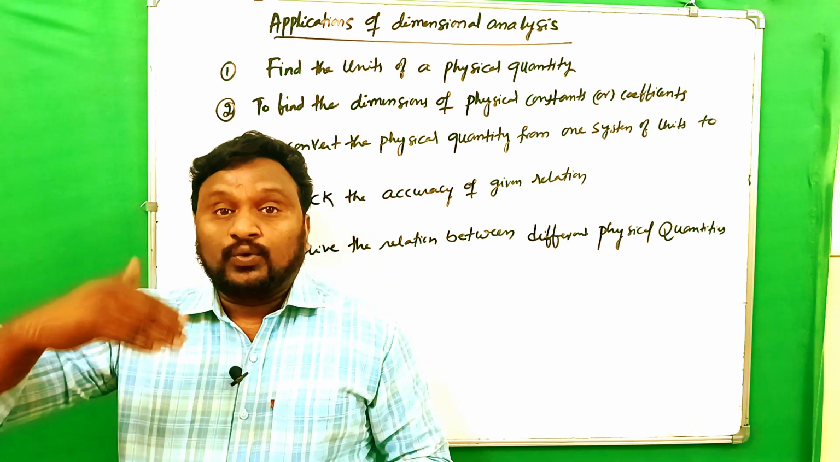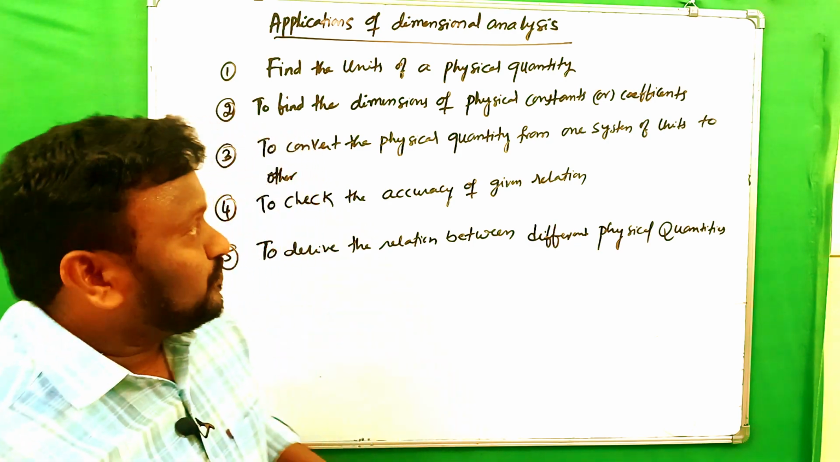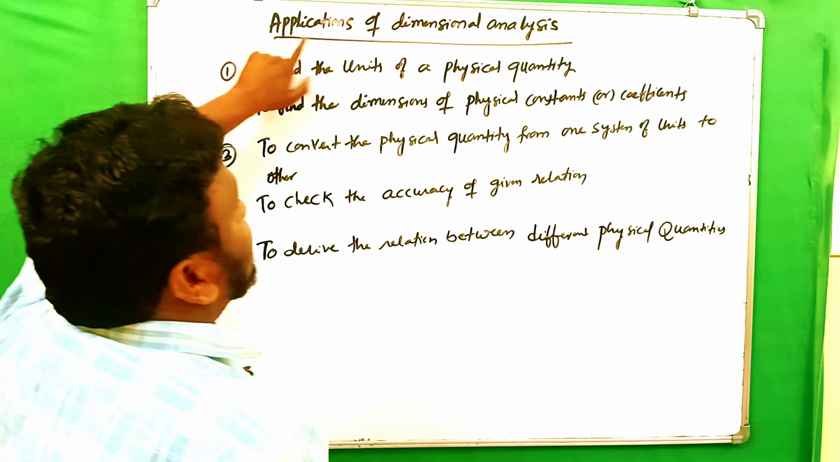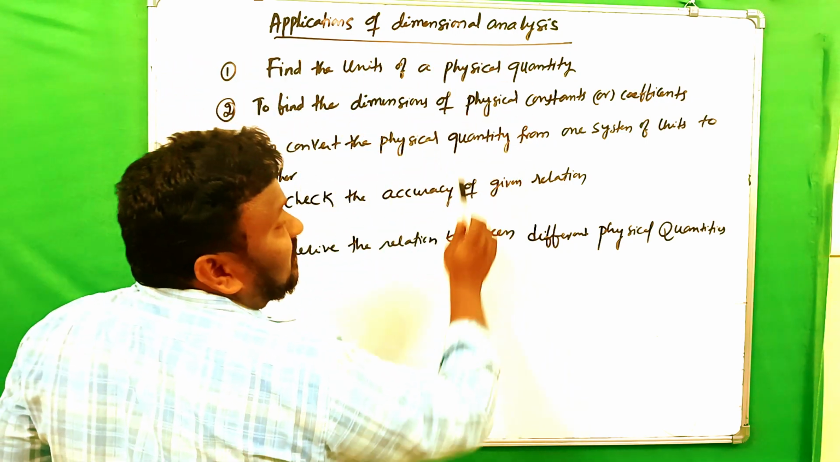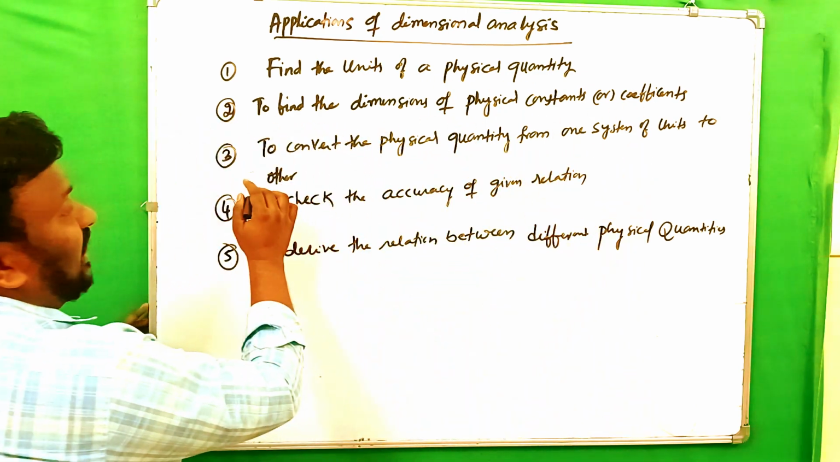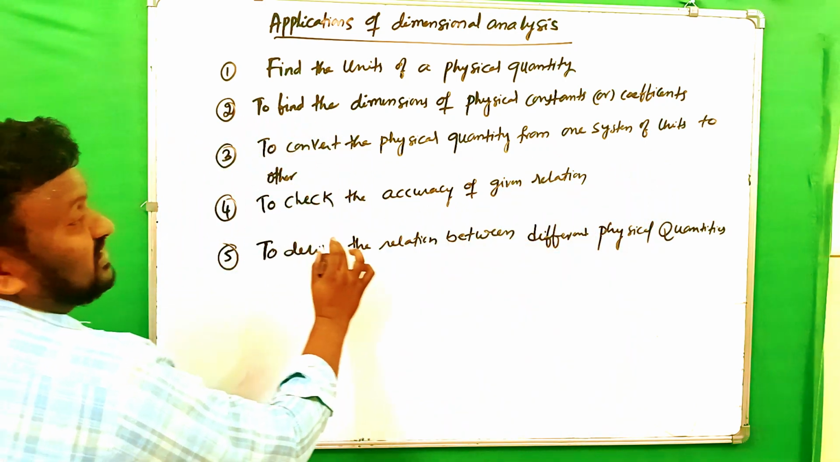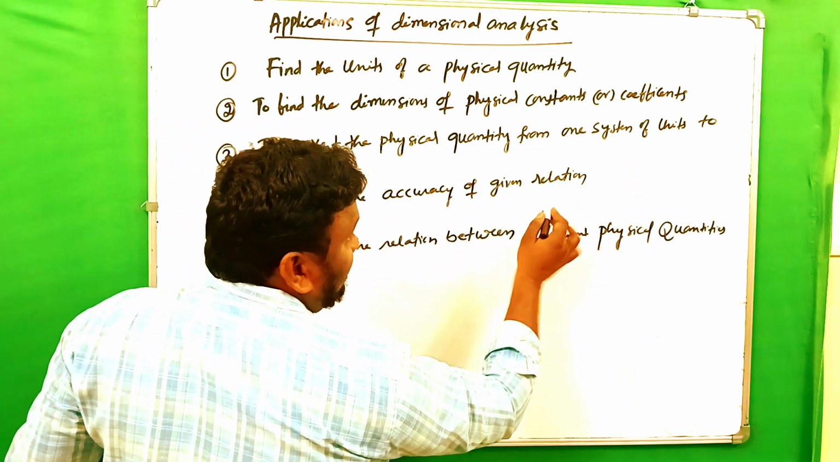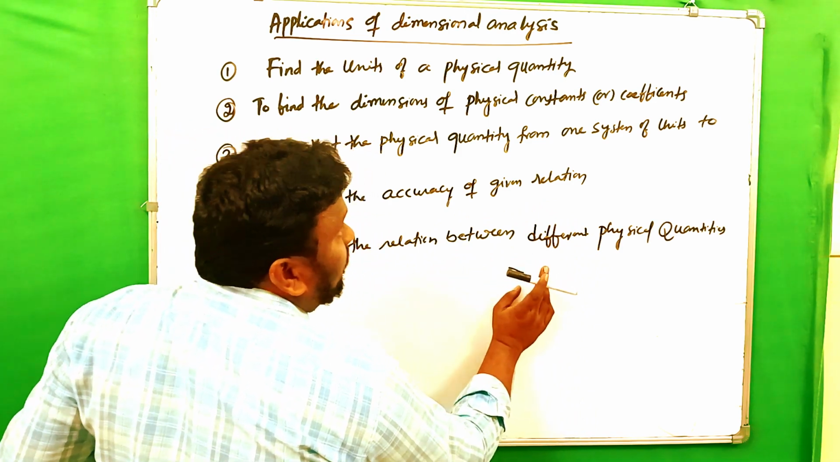That's why now we can go for a detailed explanation. Look here now. What are the applications of dimensional analysis? The first thing here: find the units of a physical quantity, find the dimensions of physical constants or coefficients, convert a physical quantity from one system of units to another, check the accuracy of a given relation, and derive the relation between different physical quantities.